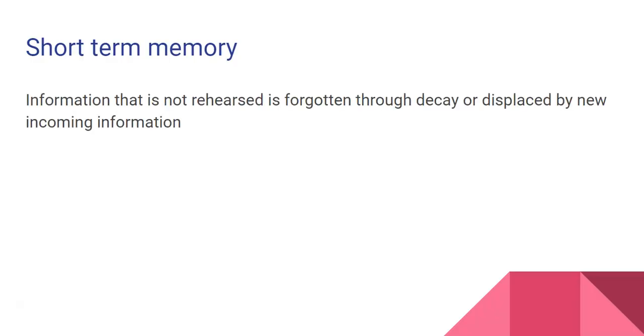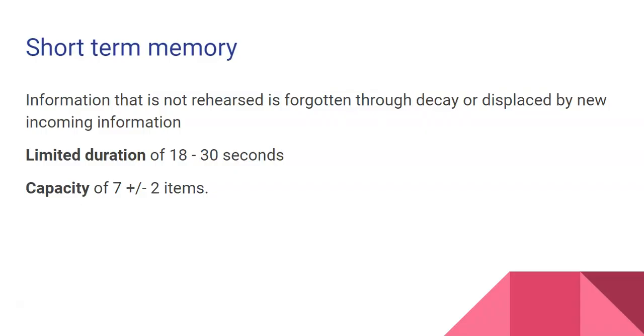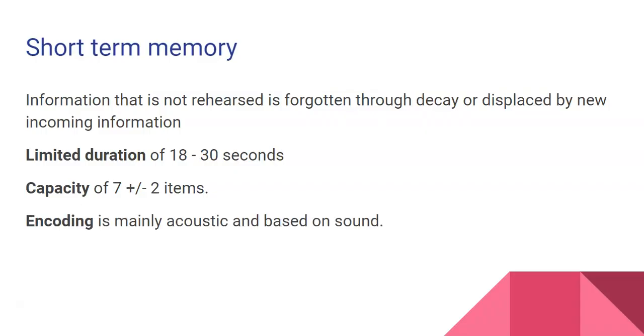Next is our short-term memory. Any information that is not rehearsed in our short-term memory gets forgotten, or we use the word decayed, and can be replaced by new incoming information. Information only really stays in our short-term memory for about 18 to 30 seconds. And we can hold 7 plus or minus 2, so between 5 and 9 chunks or pieces of information. Encoding is mainly acoustic. It's based on sound. So our short-term memory encodes information acoustically.